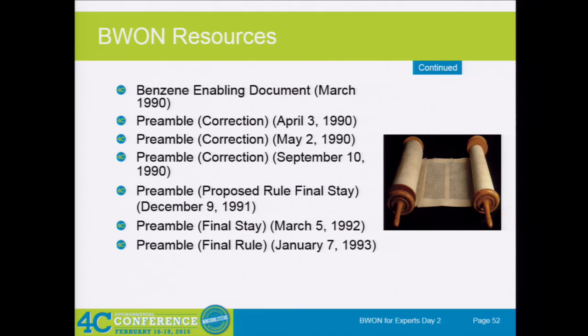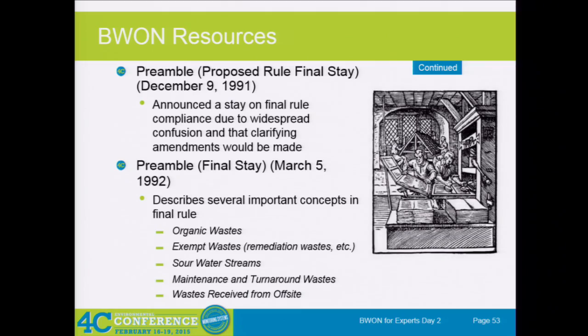Here are some other resources, from when it was promulgated, to when the stay was lifted. You can see that BQ has been a very confusing rule, and people have had a hard time understanding it with all of the back and forth on the rule. Every single one of these documents, some are really lengthy, they're all on your flash drives. If you're ever bored one night and can't sleep, read your BQ stuff.